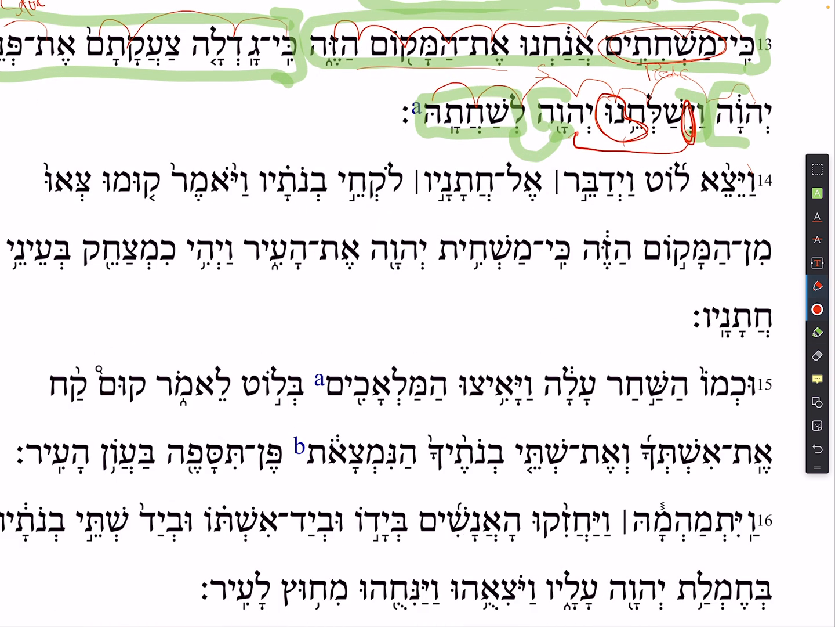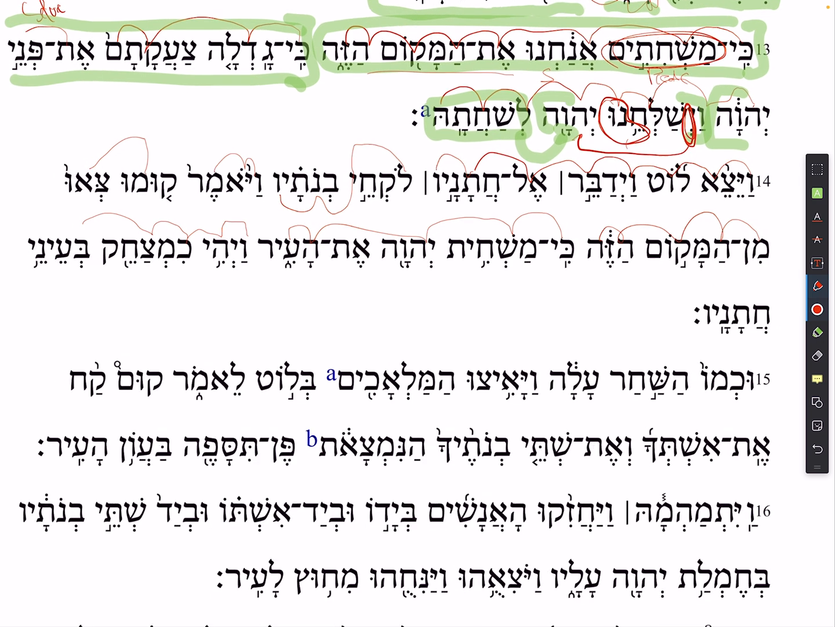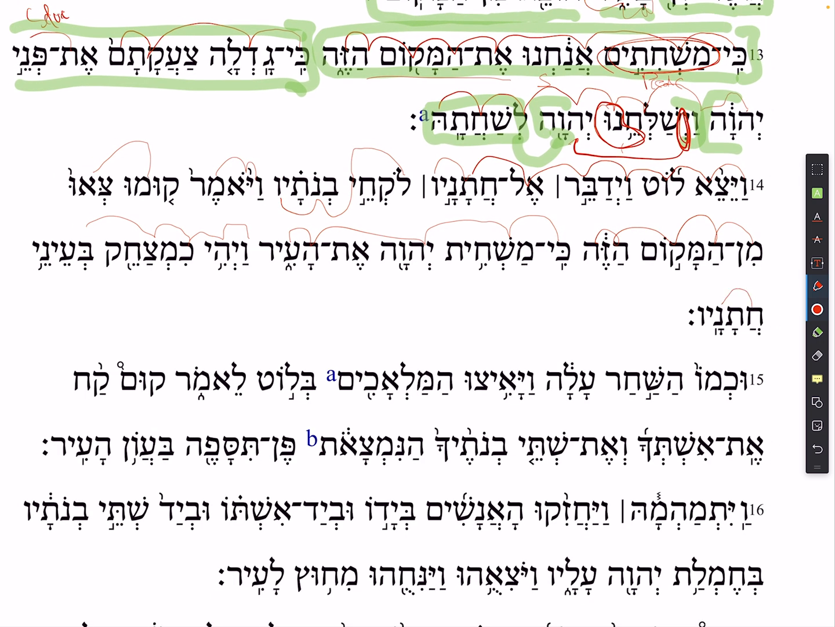Verse 14. And it went out Lot, and he said to the sons-in-law of him, takers of the daughters of him, and he said, rise, get out from the place this. Destroying is Yahweh, the city, and it was like laughter in the eyes of the sons-in-law of him.